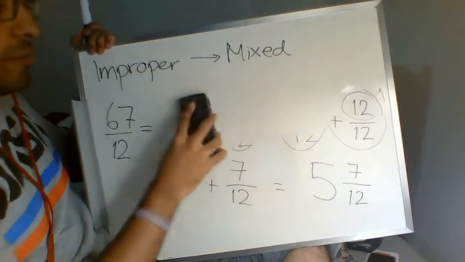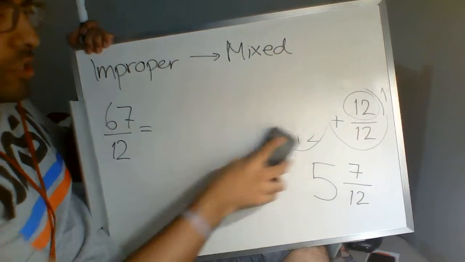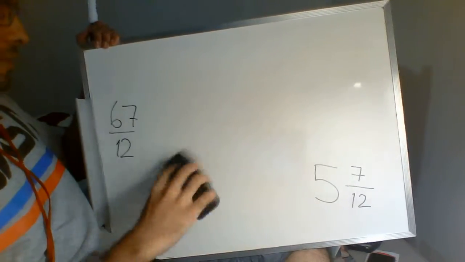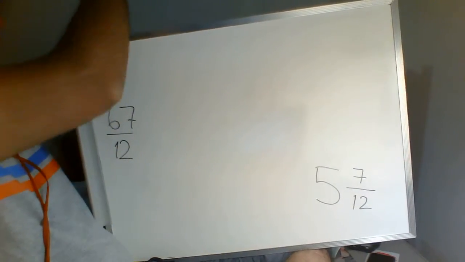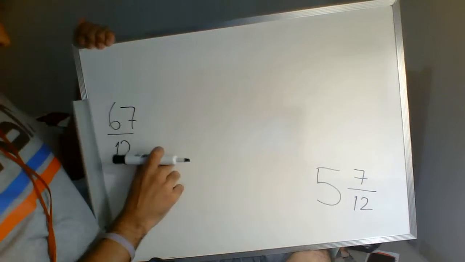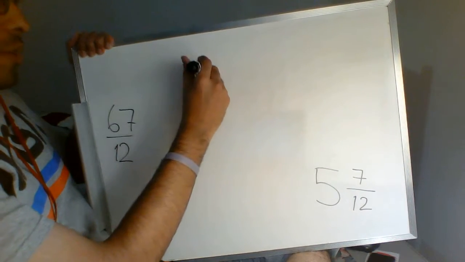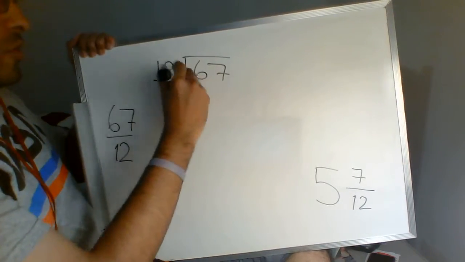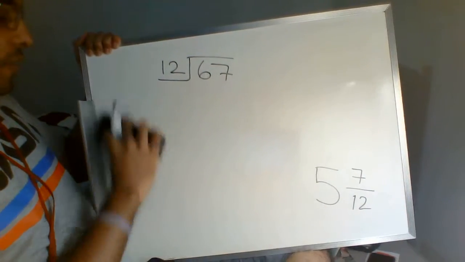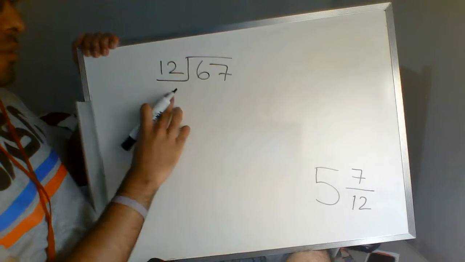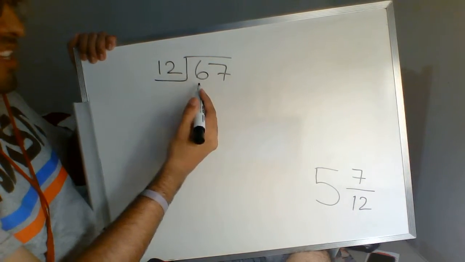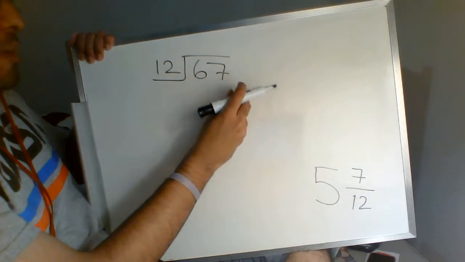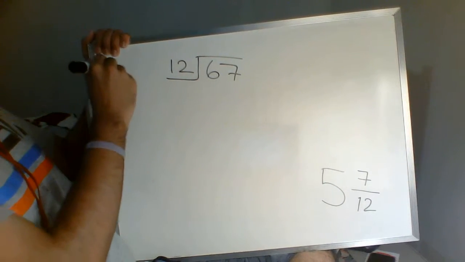I'm going to erase the stuff in the middle. I'm going to leave that 5 and 7 twelfths at the bottom so that you can see what we're doing, and you can compare our answer. So we've got the 67 over 12. That's our starting point. So we've got 67 divided by 12. Now if you go through this, 12 doesn't go into 6, so long division isn't actually that useful here. You still have to figure out how many times 12 goes into 67.